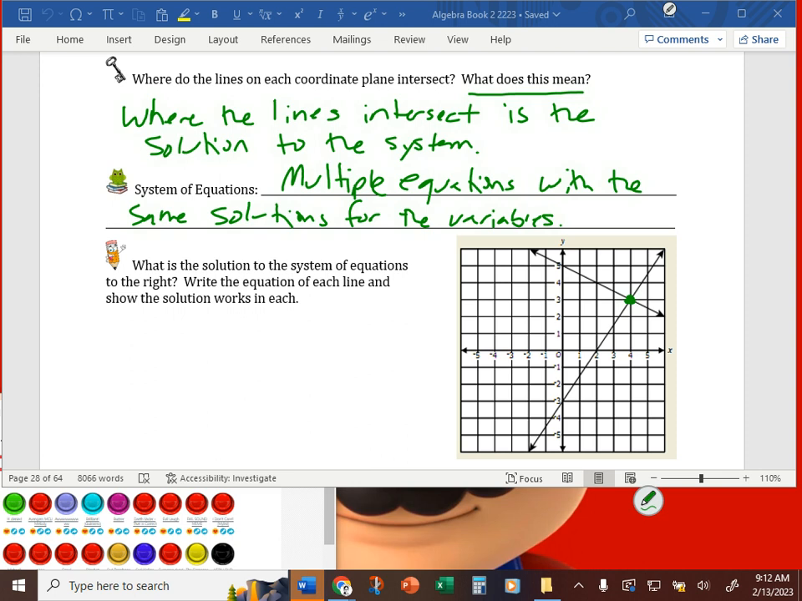It says write the equation of each line and show the solution works in each. Let's start with f of x. Function notation. Remember we said one of the purposes was to label multiple equations, multiple lines on the coordinate plane. Here's the application of that. When I say look at f of x, what is the equation for f of x?